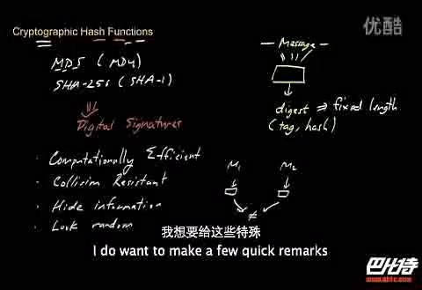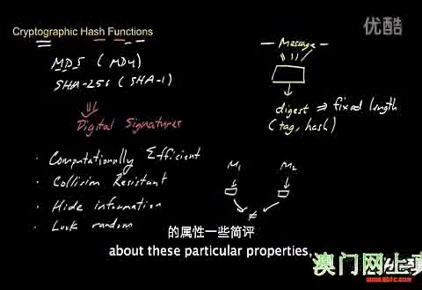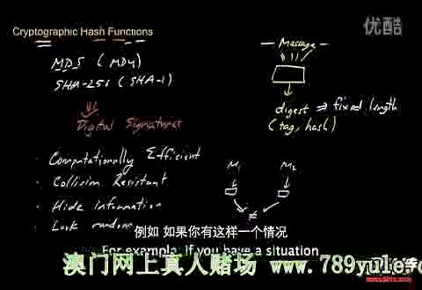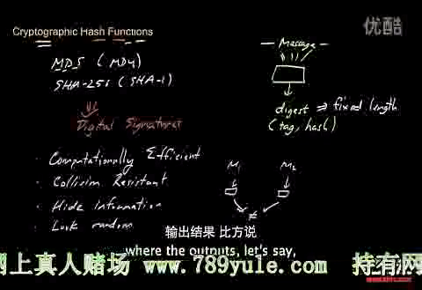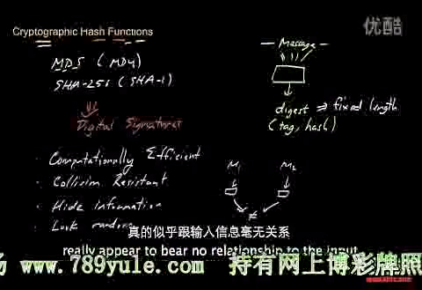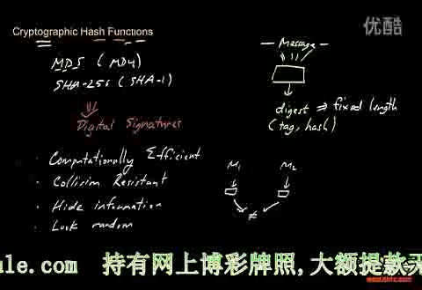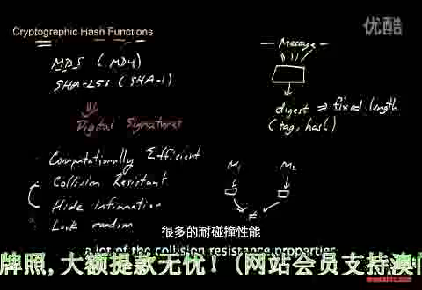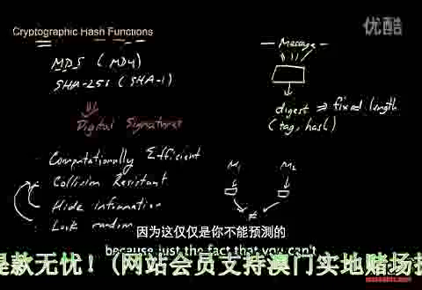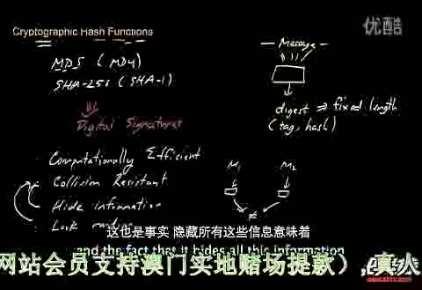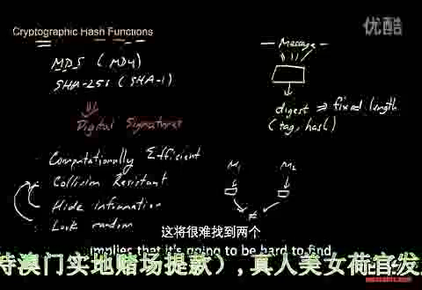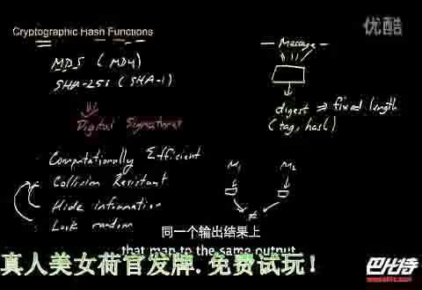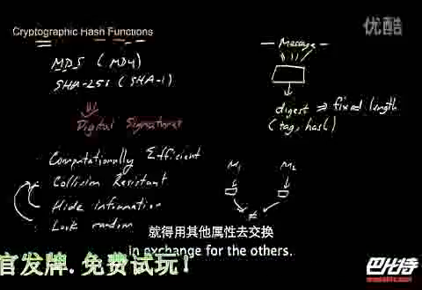Okay? Now, I do want to make a few quick remarks about these particular properties. First of all, they are interrelated. For example, if you have a situation where the outputs really appear to bear no relationship to the input, and the outputs also look random, then that will in fact give you, to a large degree, the collision resistance properties, because the fact that you can't predict the output and the fact that it hides all this information implies that it's going to be hard to find two distinct inputs that map to the same output. And so sometimes you get one property in exchange for the others.